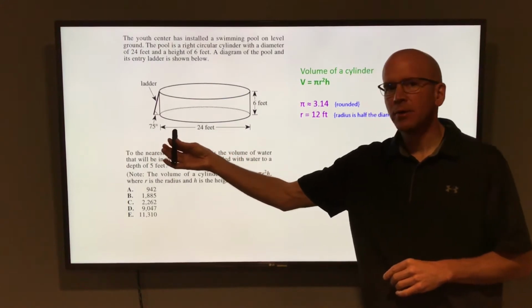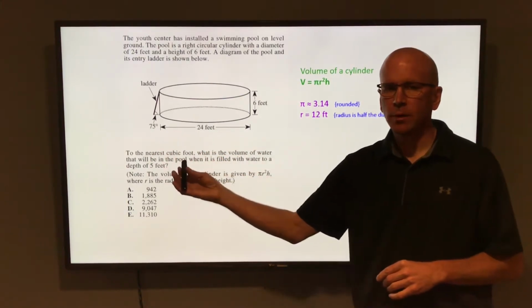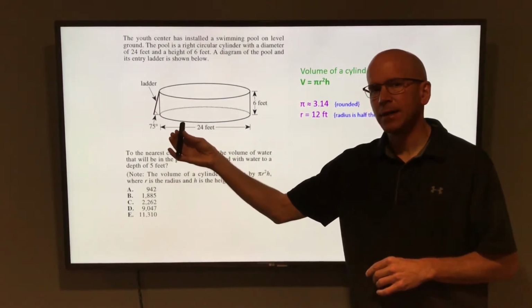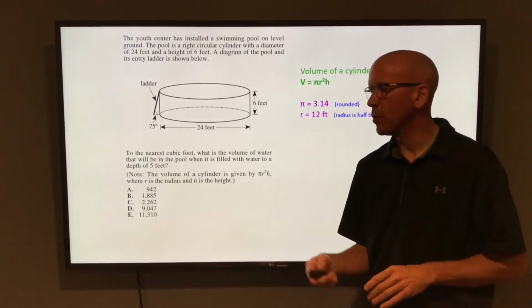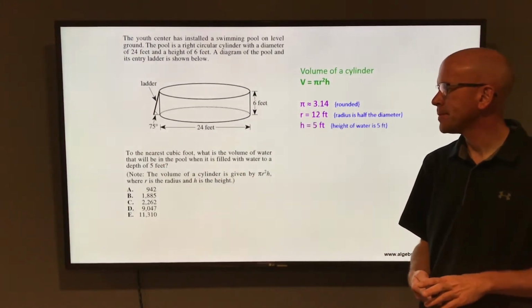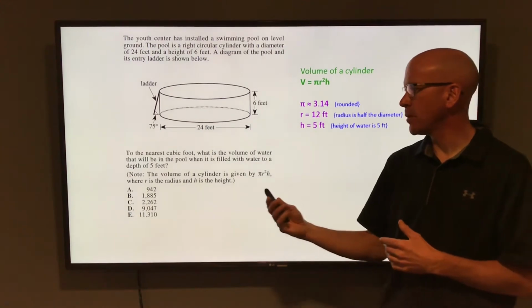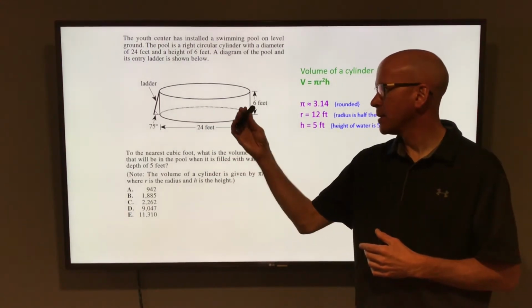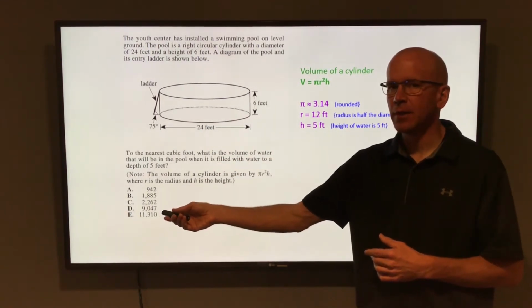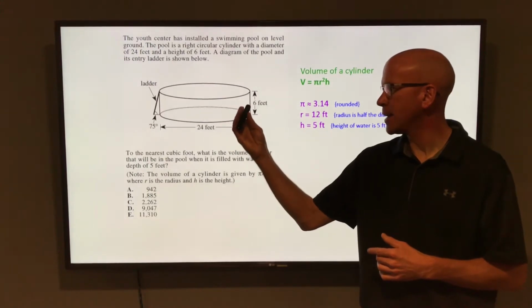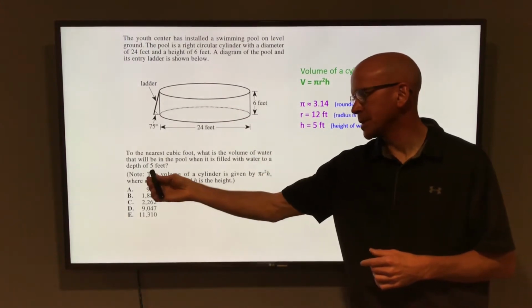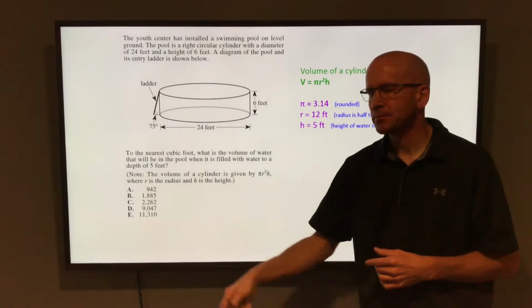The radius here is 12. The diameter is all the way across the circle. That's 24. Radius would be half of the diameter, or half of 24, which is 12. The height that we're filling this to is 5. I'm sure one of those answers down there is using a height of 6. We're not using a height of 6. We're using a height of 5 in the question.